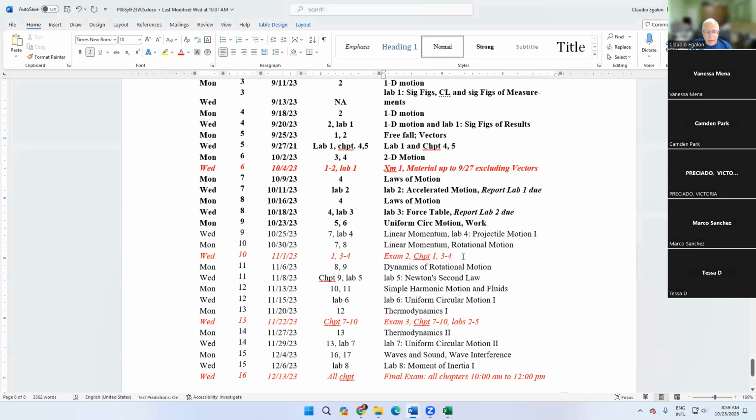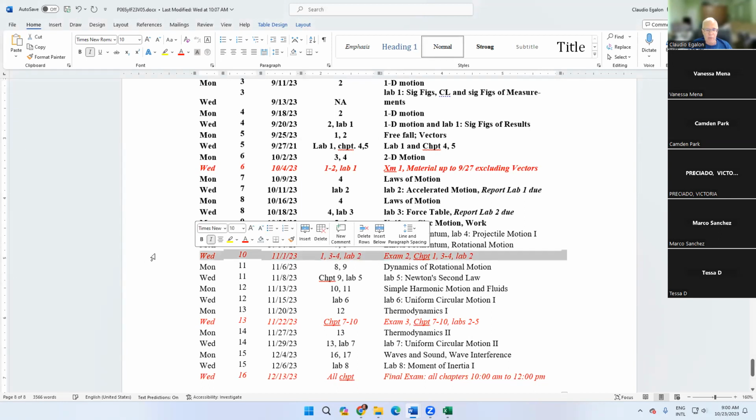And don't forget, we're also going to cover lab 2 as well. Lab 2. Material for the second exam.